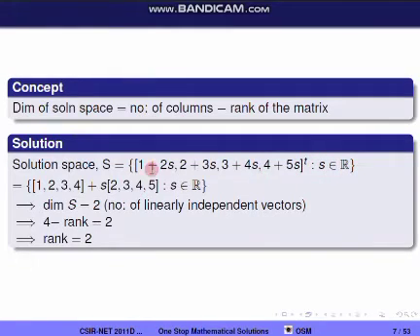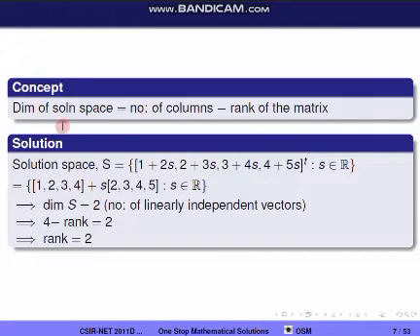So this can be split into two vectors, that is, this is equal to (1, 2, 3, 4) plus S(2, 3, 4, 5) such that S is an element of R. So we have here two linearly independent vectors. So the dimension of S is equal to 2.